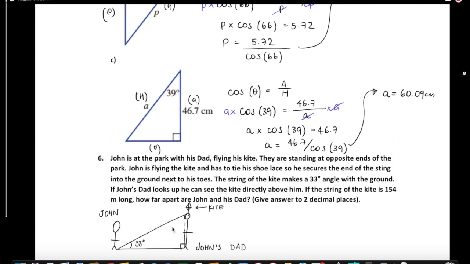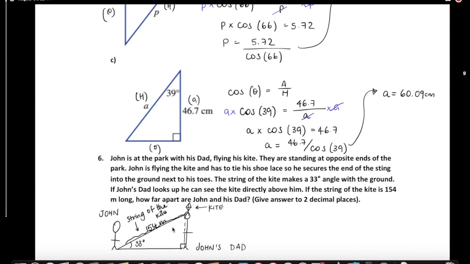Now, it may not be the greatest drawing, but what I've done here is I've tried to synthesize the information into a diagram. So you can see that I've made the string of the kite that's tied to John's shoelace at 33 degrees to the ground. If the string of the kite is 154 meters long, so we're assuming here that this little dangly bit is going to be the string of the kite, and that's going to be 154 meters long. So I've drawn a straight line because we obviously are assuming that this string is 154 meters long as a straight line. It's not crinkly.